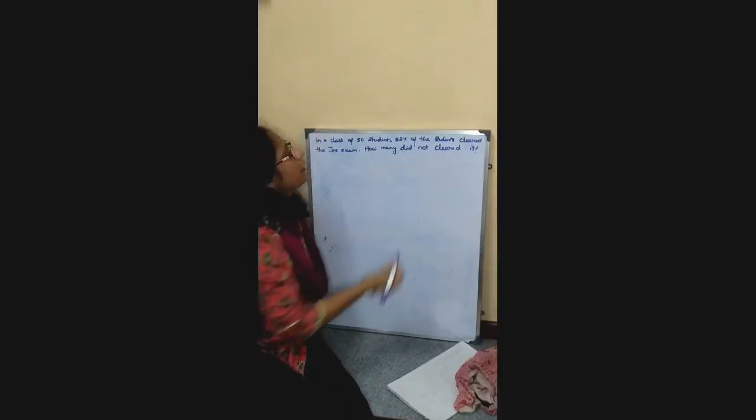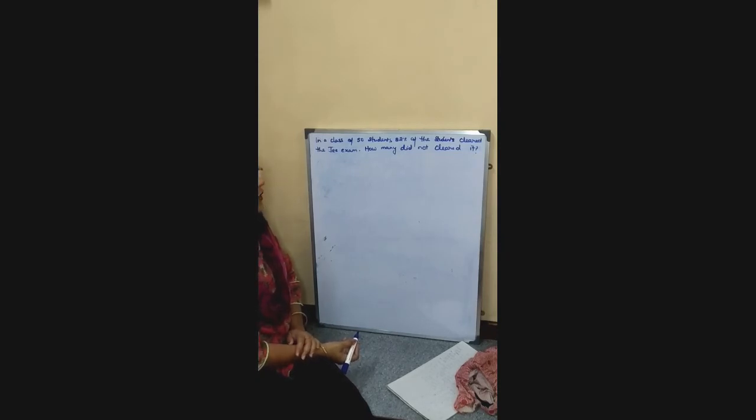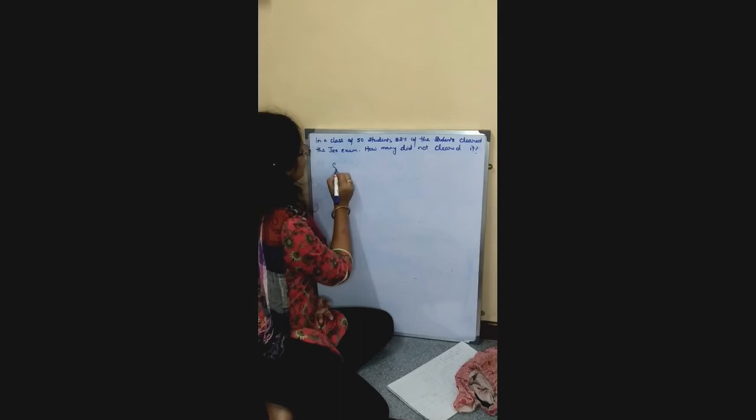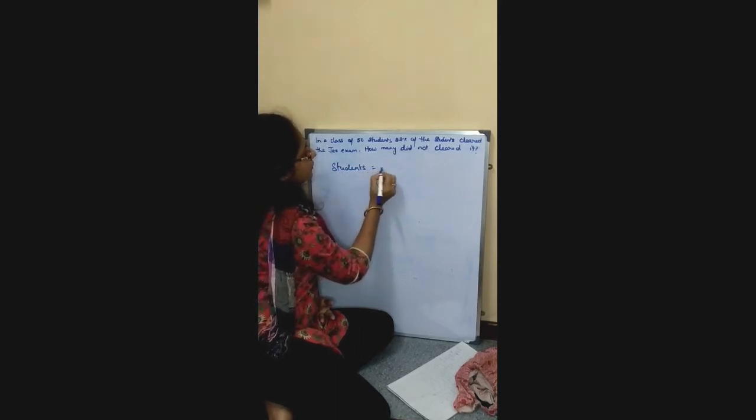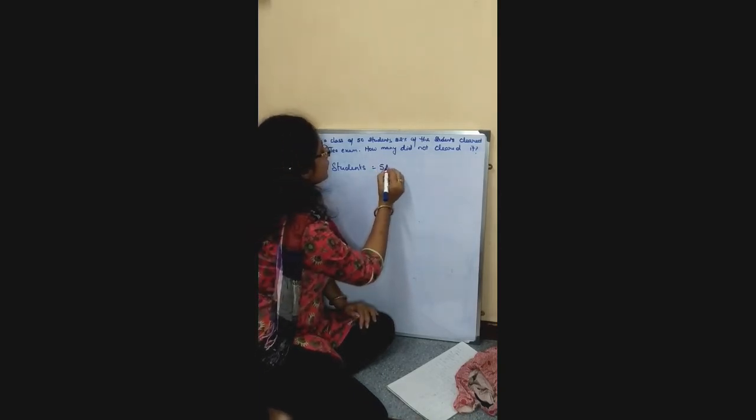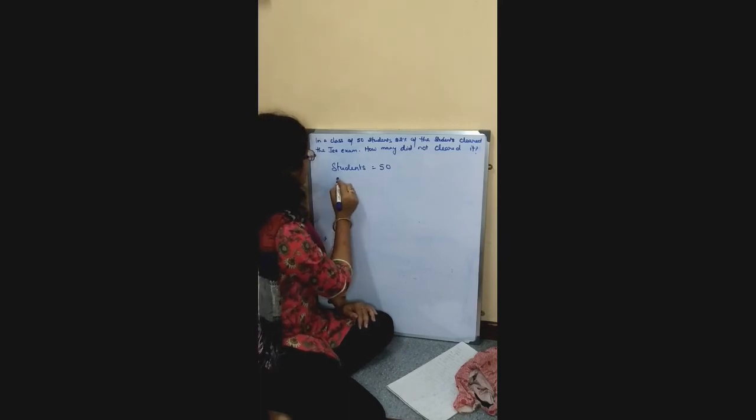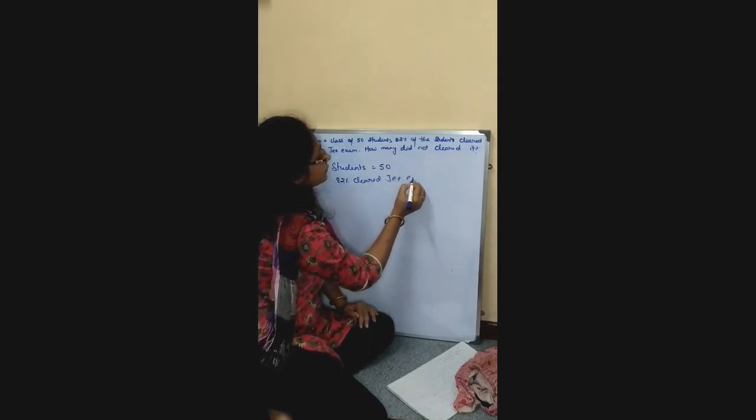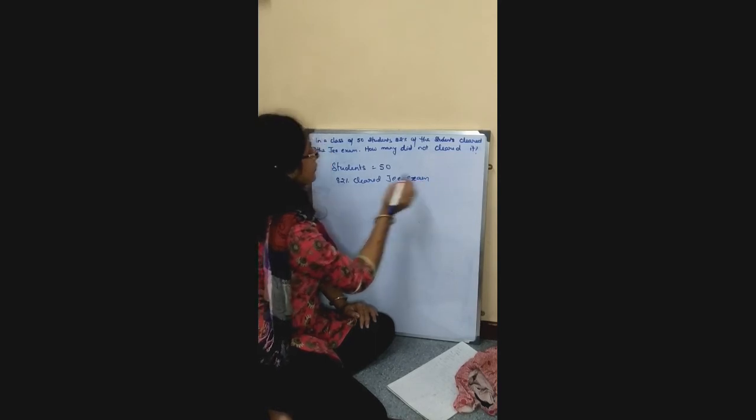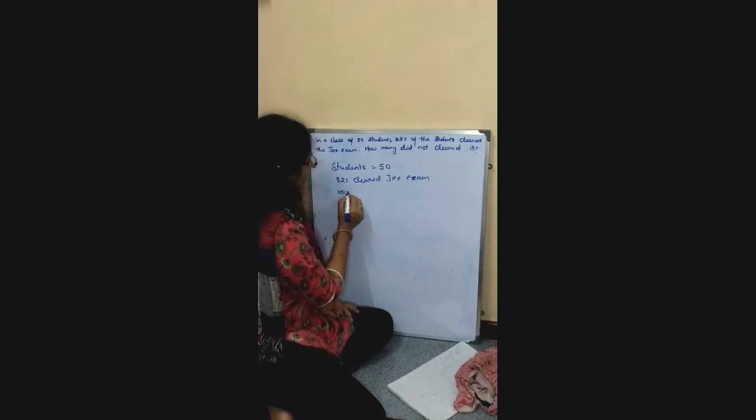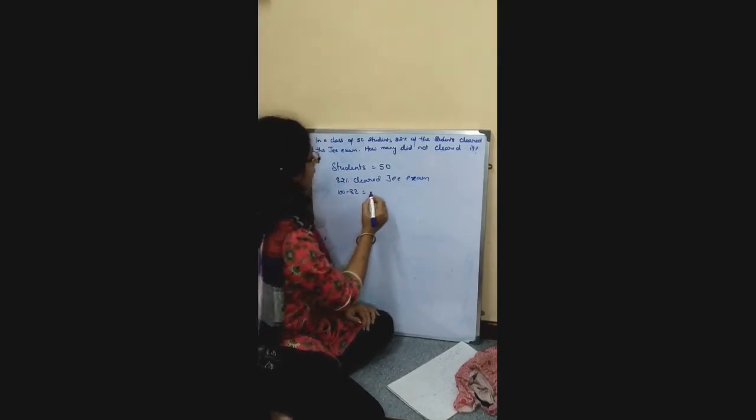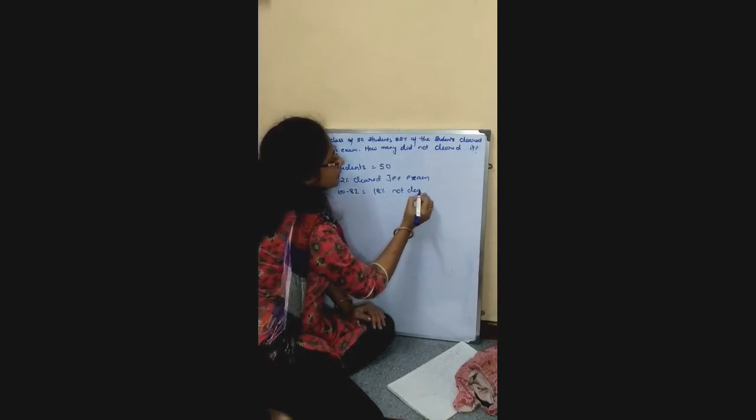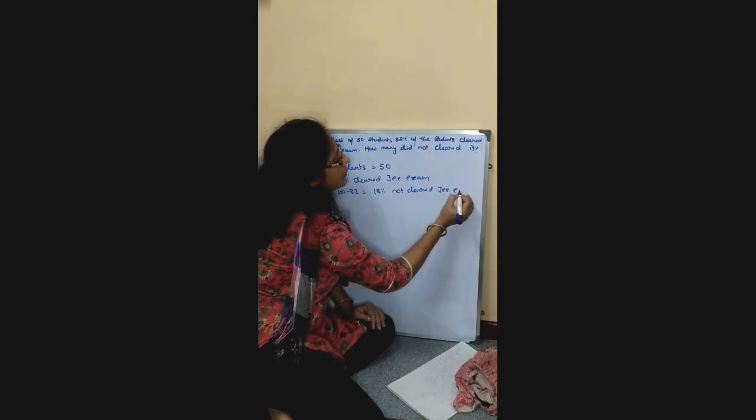In a class of 50 students, 82% of the students cleared the JEE exam. How many did not clear it? The total strength of the class is 50 students. 82% cleared the JEE exam, that means 100 minus 82, so 18% did not clear the JEE exam.